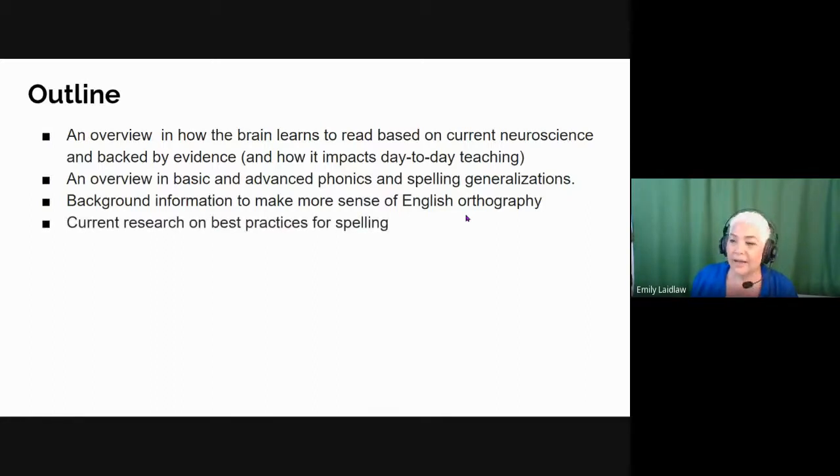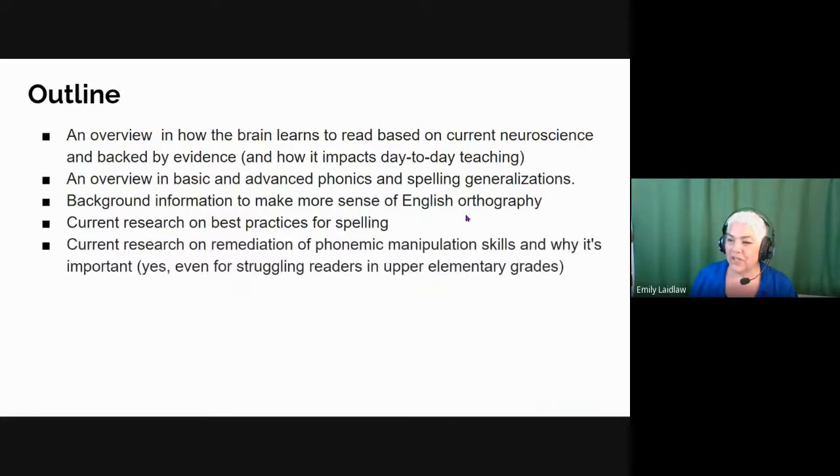So we'll go into background. Current research on the best practices for spelling and sight word learning, because we have some great advances in this field backed by research. Current research on the remediation of phonemic manipulation skills and why it's important.